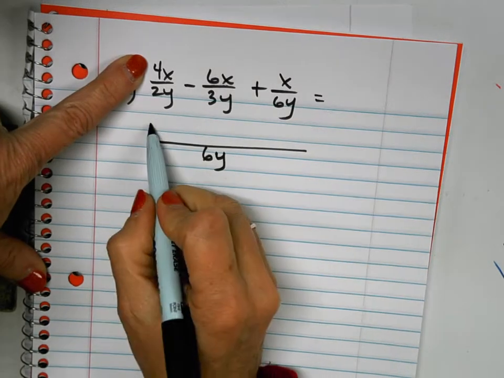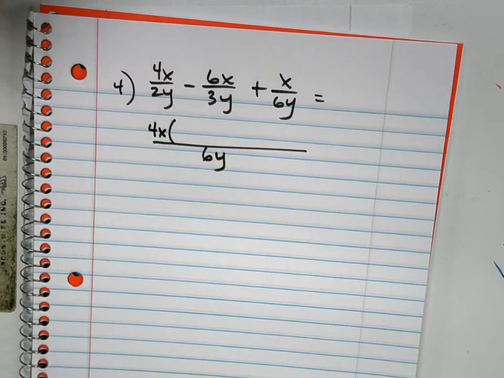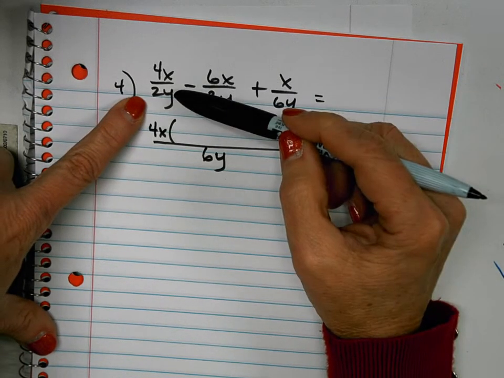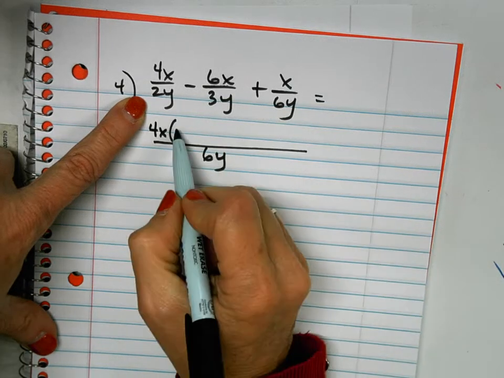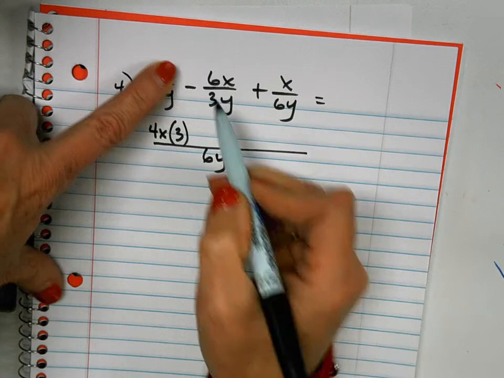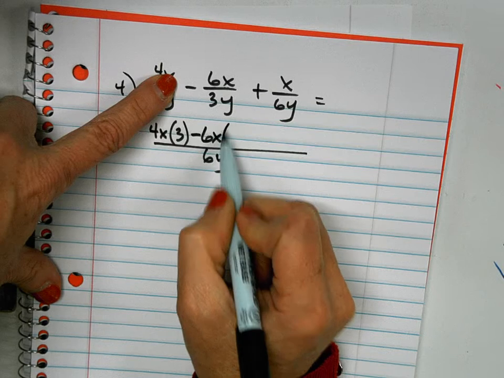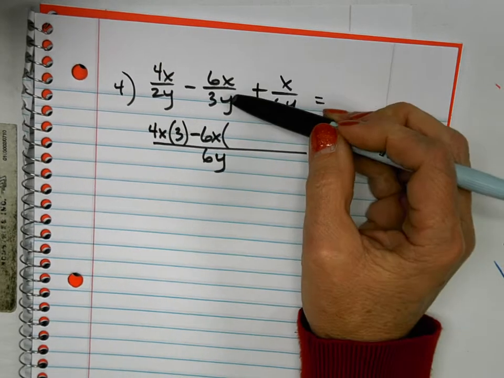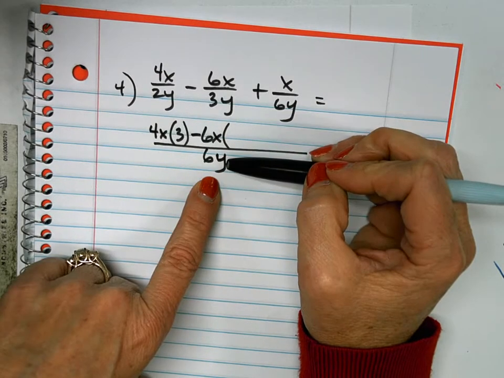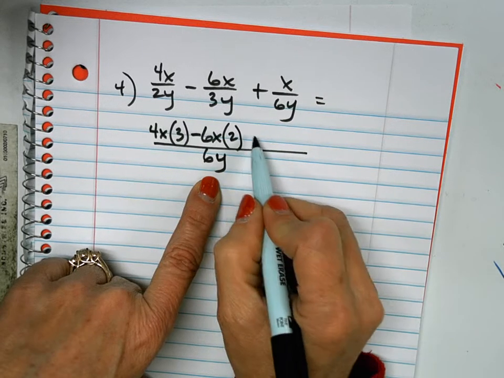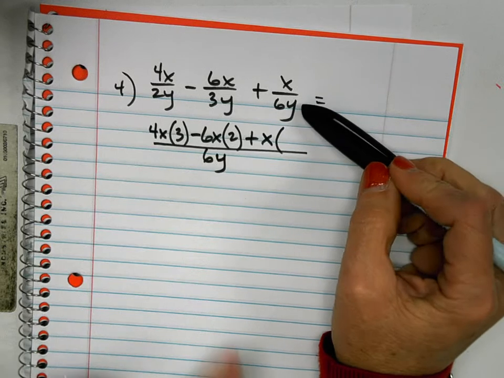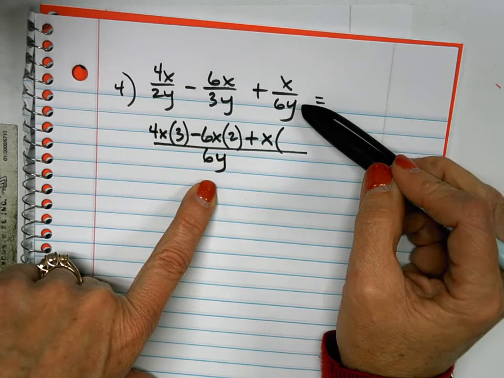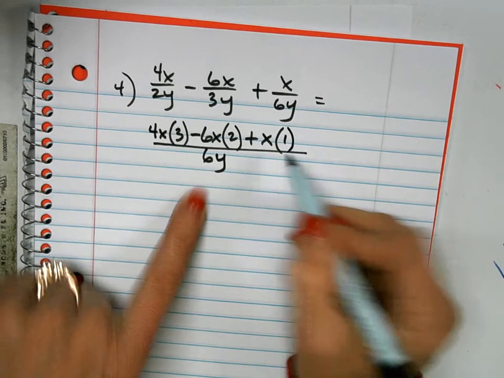You're going to write the 4x and then open up the parentheses. What do I need to multiply 2y by to get 6y? 3. So I need to multiply the 4x by 3. Keep this sign, minus 6x, open up the parentheses. What do I need to multiply 3y by to get 6y? 2. And then write the next numerator down, open up a parentheses. What do I need to multiply 6y by to get 6y? 1, right? That didn't change.